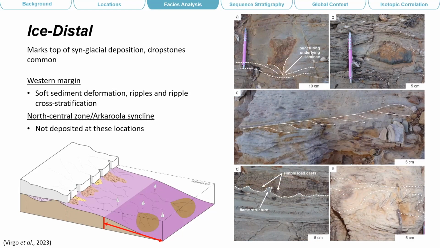Over in the north central and Arkaroola, I said it's not deposited. In the north central zone in Mount Lyndhurst, it wasn't. The glacial package was very thin. In Arkaroola, we had some gaps in stratigraphy, so it very well could be there, just where we measured, we didn't see it.